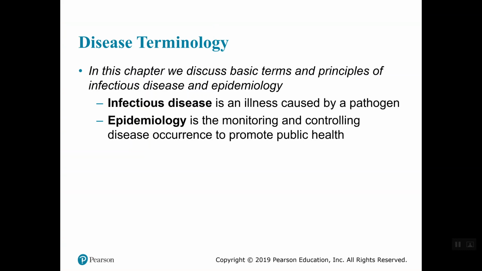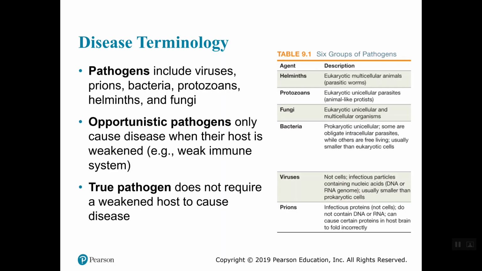So in this chapter, we're going to talk about basic terms and principles of infectious disease and epidemiology. And epidemiology basically is the monitoring and controlling of disease occurrence to promote public health. And a lot of that stems around infectious disease. So infectious disease is an illness that's actually caused by a pathogen. And we've already talked a little bit about pathogens.